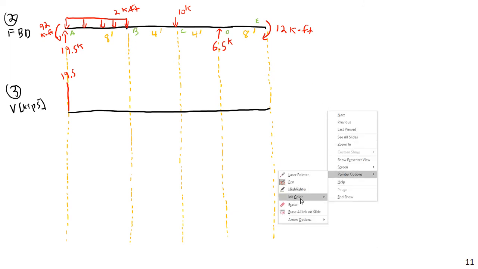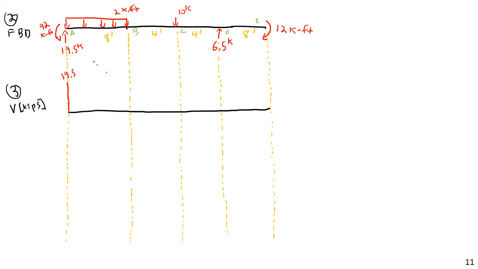So looking at an area approach, I know that from A to B, the shear is going to drop by an amount equal to the area under the load curve. And in fact, this is the only area under the load curve. It's going to drop by a total of, well, 8 times 2 is 16. And so I know that we're going to drop down to 3.5 here.